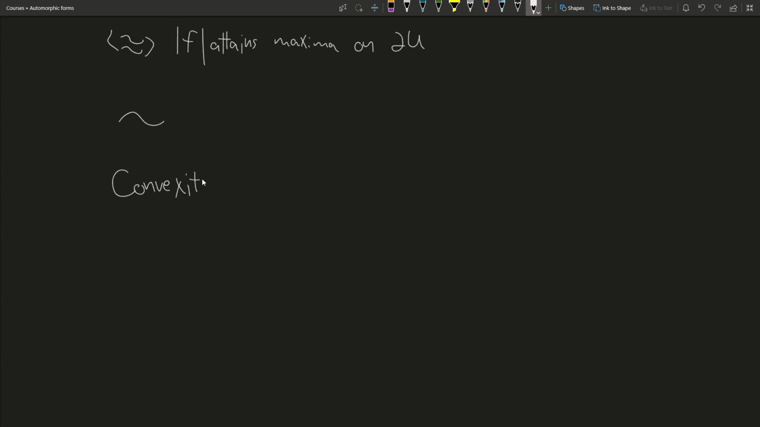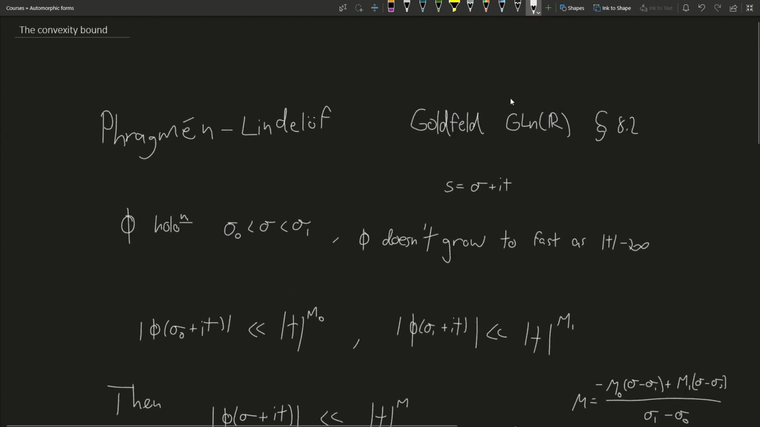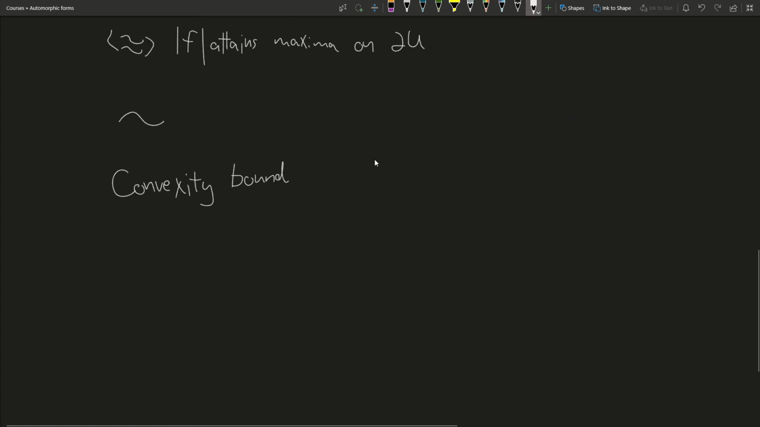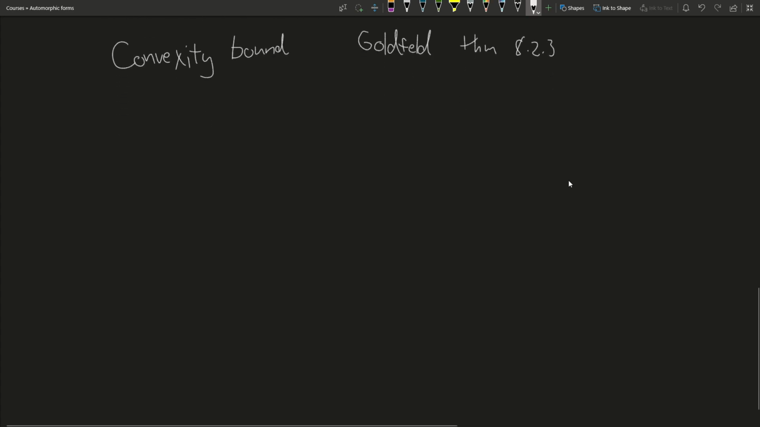And this is the main thing to take away from this. For this, it's still the same reference: Goldfeld's book, Automorphic Forms and L-functions for the group GL(n,R), section 8.2, specifically theorem 8.2.3. So let me just state this, and then we'll talk about it.